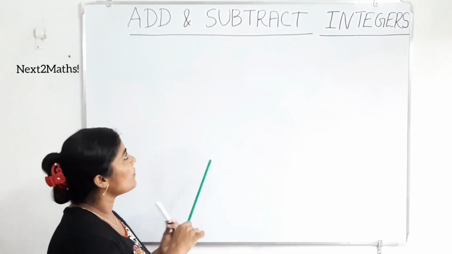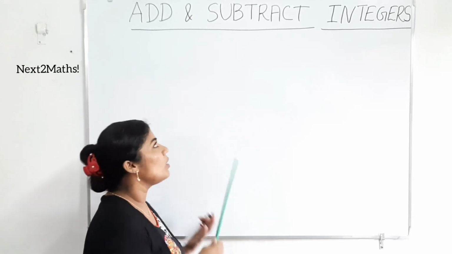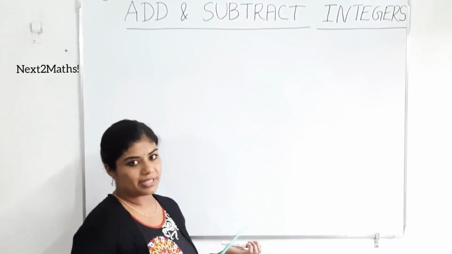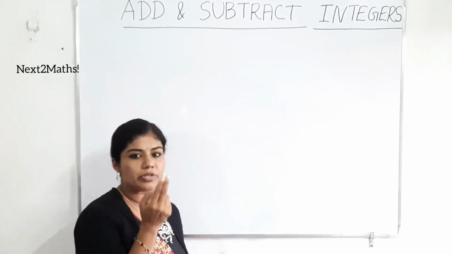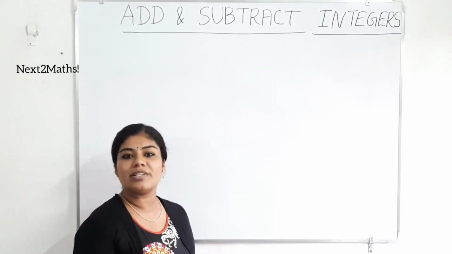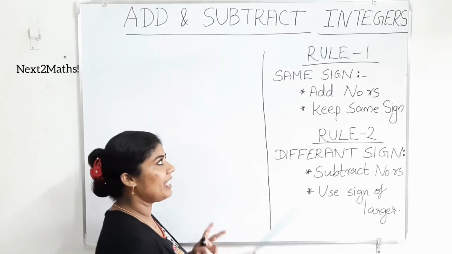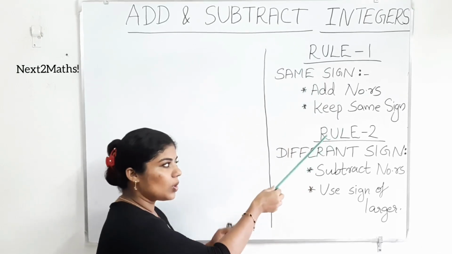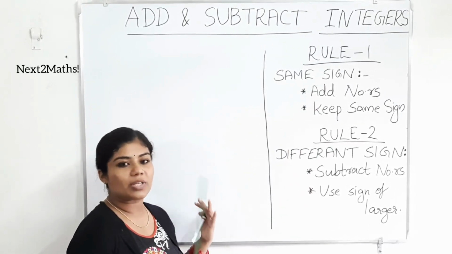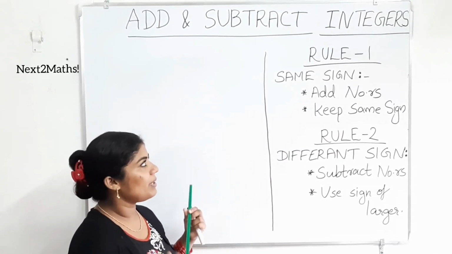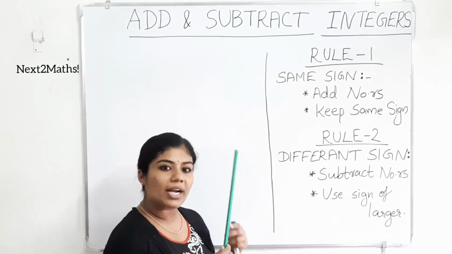Most of you have confusion about how to add and subtract without making a single mistake. So here we are studying some rules. There are only 2 very small, simple rules to remember. I will write the rules. We have rule 1 and rule 2. Just remember these 2 rules and it will be very easy for you to add and subtract. It will also help you avoid mistakes. So let's check what the rules are.